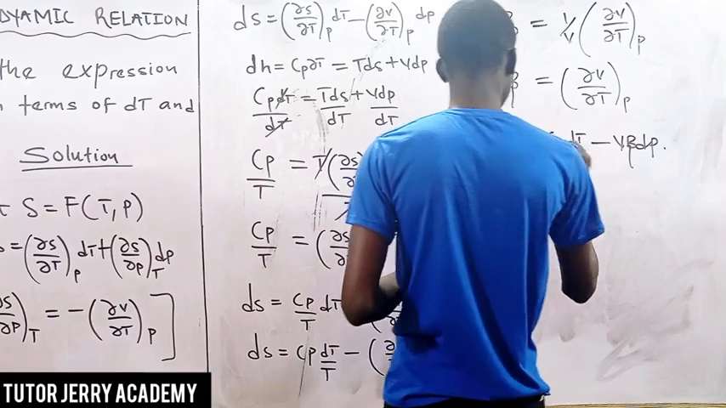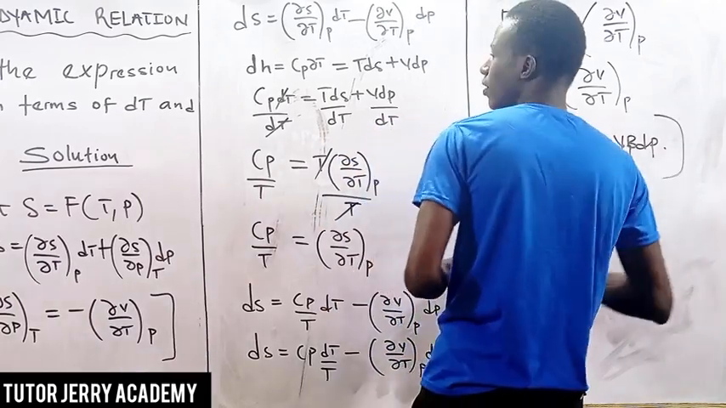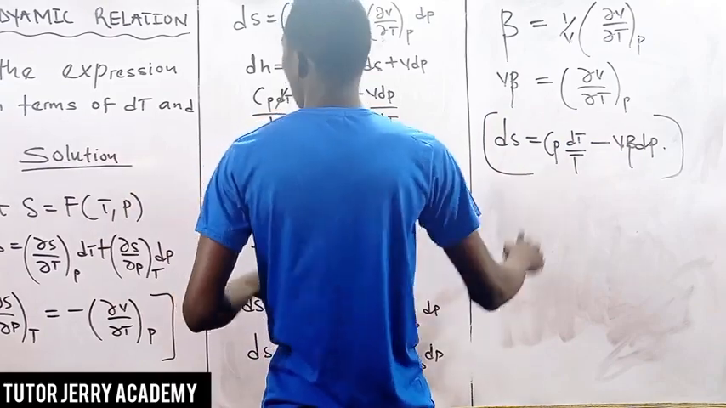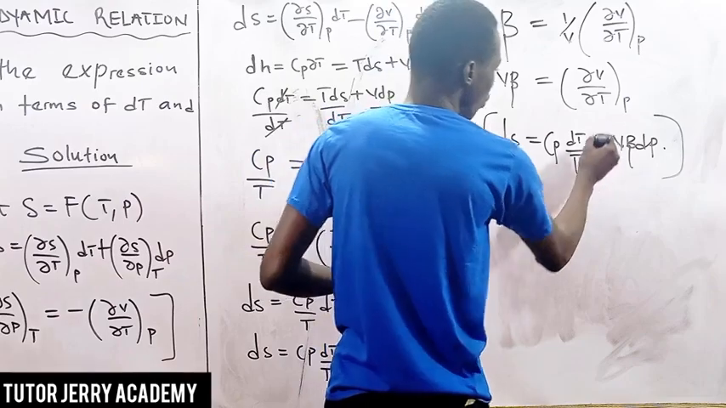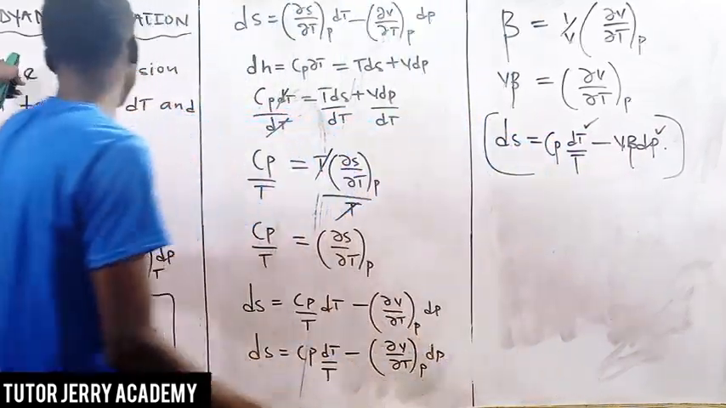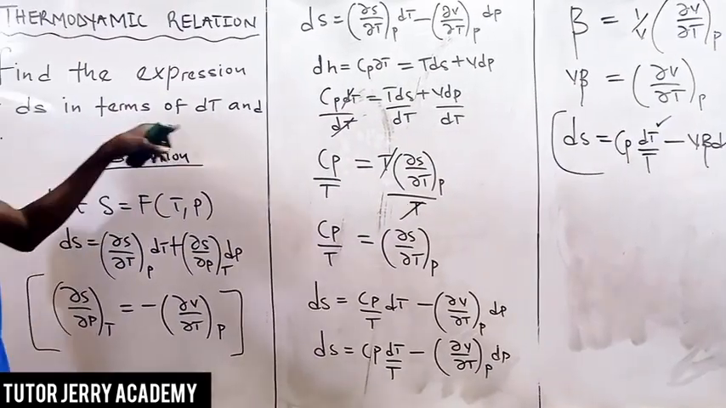So this equation is the expression for dS in terms of dT and in terms of dP. We have the dT here and we have the dP here. So we have successfully found the expression for dS in terms of dT and dP.